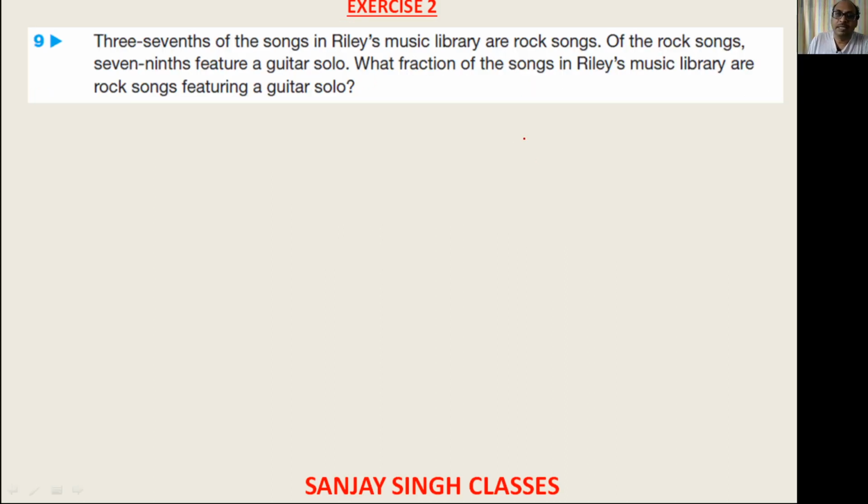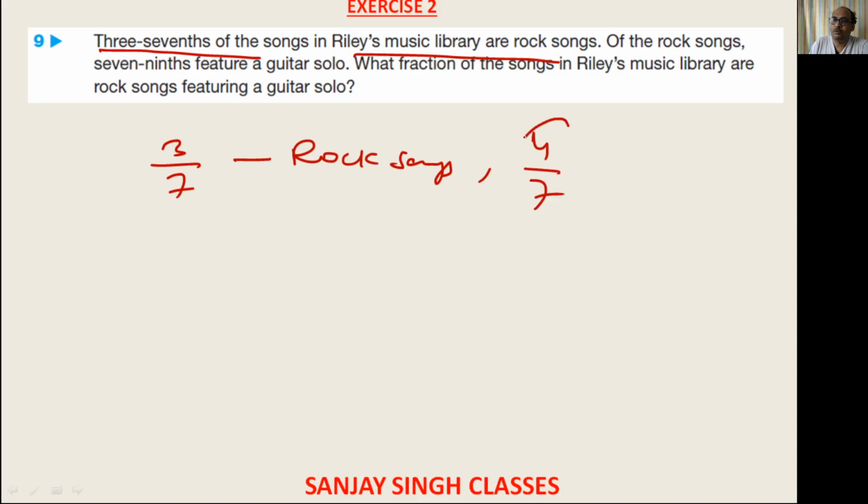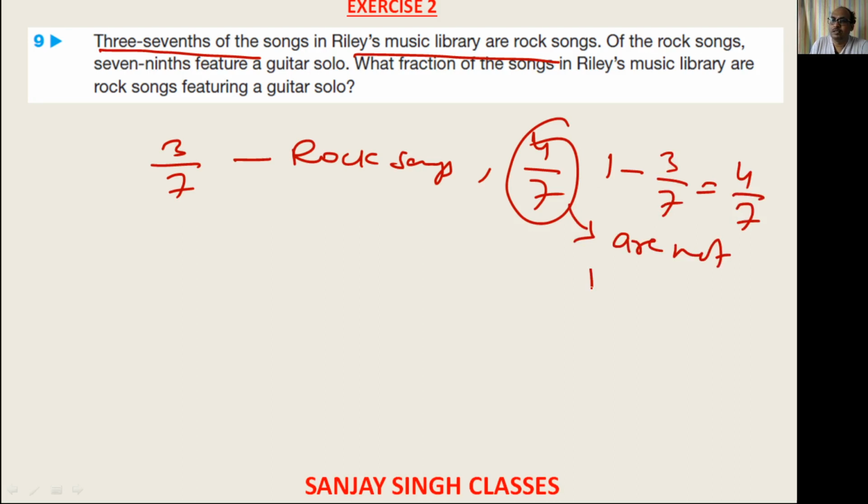Now a word type problem is there, so let us solve it. Here we are given 3/7 of the songs in Relays Music Library are rock songs. So it means 3 by 7th part are rock songs, and 4 by 7 we have got with 1 minus 3 by 7. So this 4 by 7 part are not rock songs.